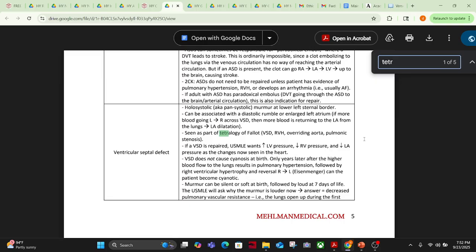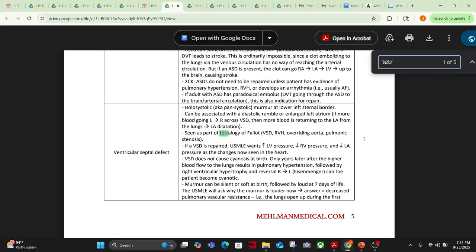And then in tetralogy of Fallot, there is a right ventricular obstruction. If there's right ventricular obstruction, that means there's pulmonary stenosis, like the pulmonary artery is blocked. And so with the pulmonary artery blocked, there's going to be decreased pressure in the pulmonary artery because no blood can go through from the right ventricle. And so there will be decreased pulmonary artery pressure. And then if there's decreased pulmonary artery pressure, there is by default going to be less left atrial pressure.